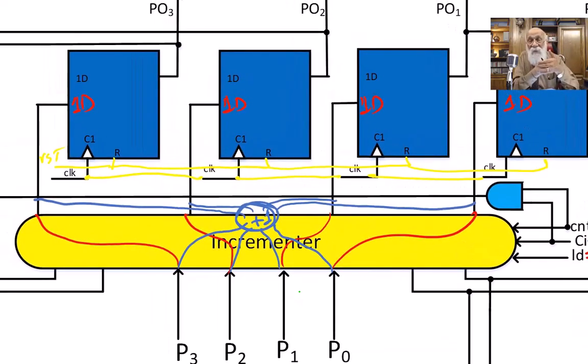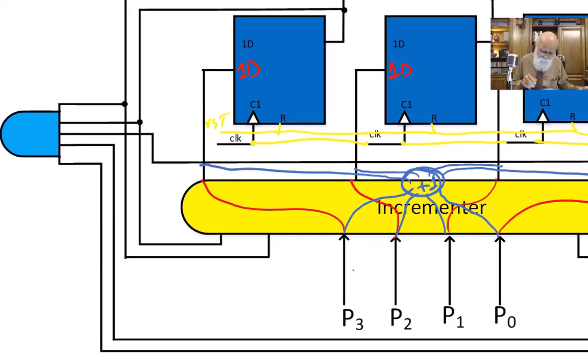What it means, in this case, if I have 1101, which is 13, I clock it, it becomes 14. I clock it, it becomes 15. Once it reaches 15, carry out becomes 1. You give it another clock, 1111 goes back to 0000. This is how this hardware works.